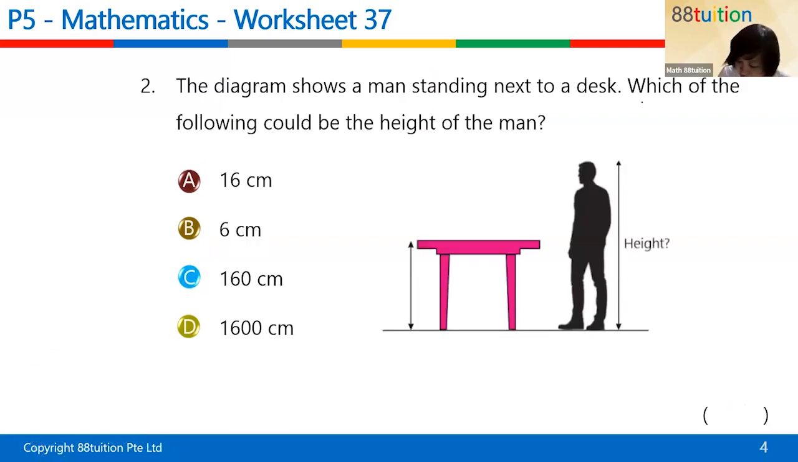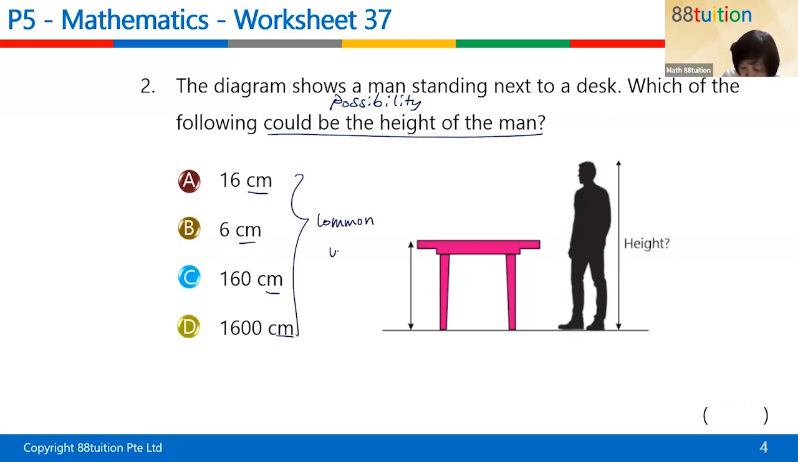The diagram shows a man standing next to a desk, and which one could be a possible height. So they're asking you for the possible answer. There will be a lot of distractors here. First thing first, they're all in a common unit. Very good. A common unit is easy for you to compare. So you must understand approximation. Which of the following could be the height?